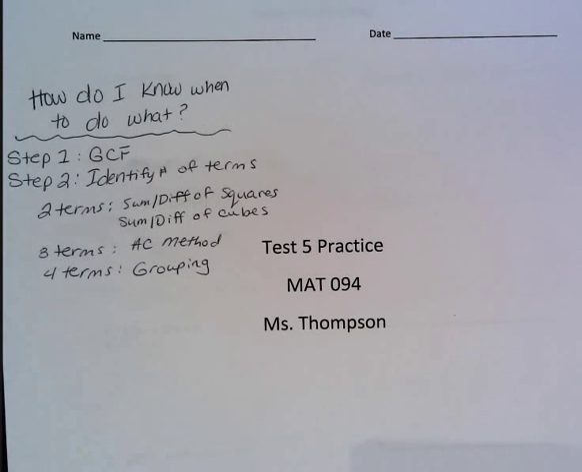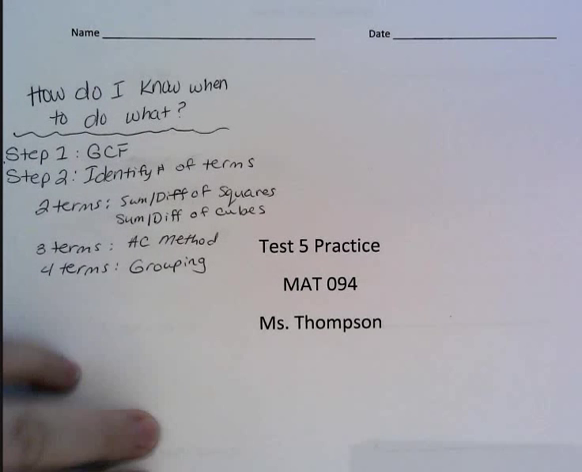This is the chart I've written down for you during every class. For step 1, you always have to find the greatest common factor and pull it out. And then step 2, you have to identify the number of terms to know which method to use. So 2 terms is either the sum or difference of squares or the sum or difference of cubes. 3 terms is the AC method, and 4 terms is grouping. You may want to write this chart down so you have that throughout the rest of this lesson because we will be referencing it.